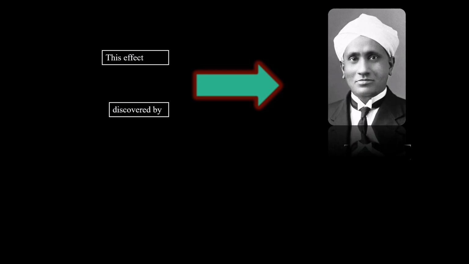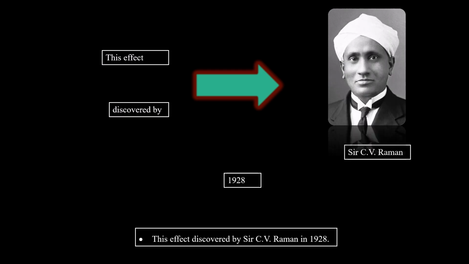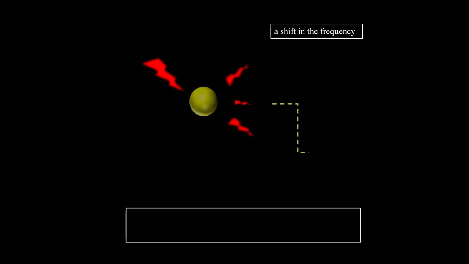This effect was discovered by Sir C.V. Raman in 1928. This effect involved a shift in the frequencies of the scattered light.